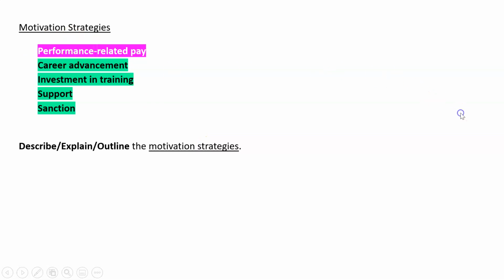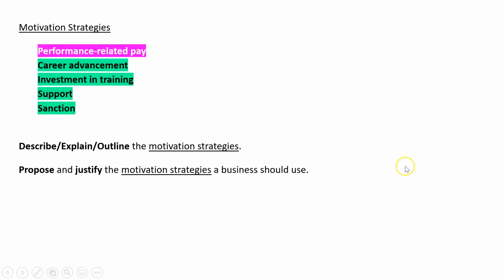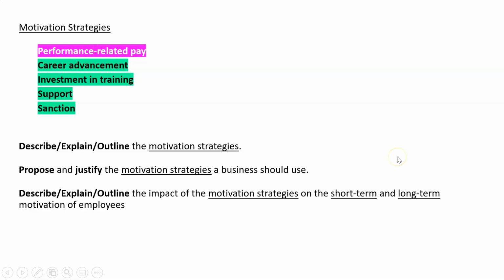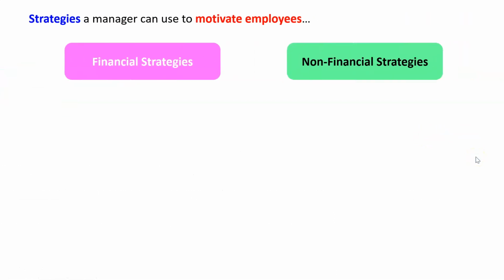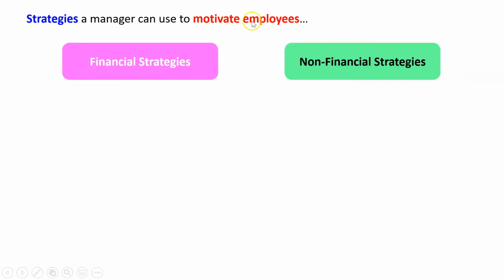What sort of questions might we get? Describe, explain, or outline each of these. Propose and justify which one to apply, so which one should a business use. Describe, explain, or outline the impact of each one on the short-term and long-term motivation of employees. And lastly, discuss, evaluate, analyze, or examine them, like what's good and what's bad about them, and an overall weighted opinion perhaps.